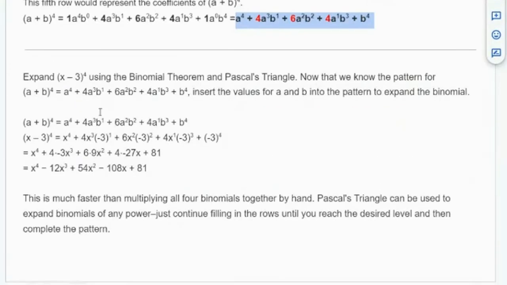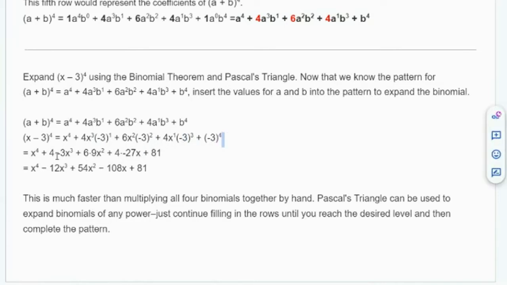So here's an example using (x - 3)^4, using the binomial theorem and Pascal's triangle. So here's the binomial theorem, spreading that out. But when you substitute the x minus 3 into it, the -3, you've got to take it to the first power, then to the second power, then to the third power, and then to the fourth power. So it ends up alternating negatives.